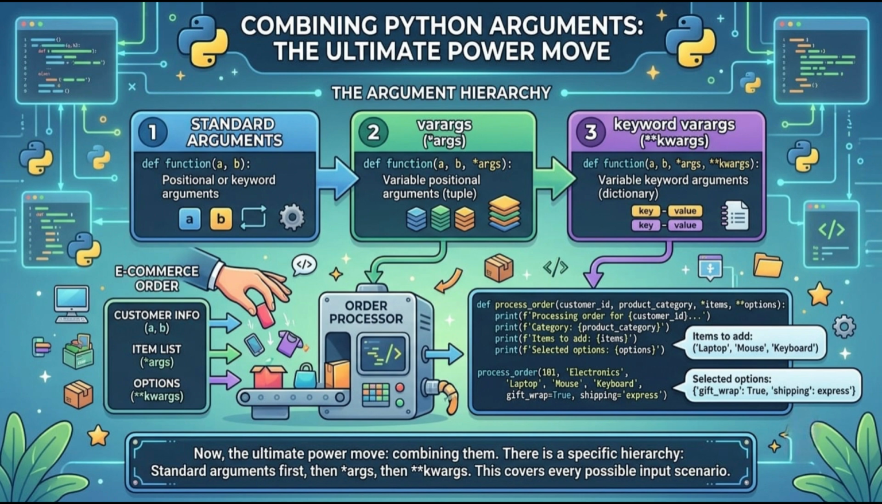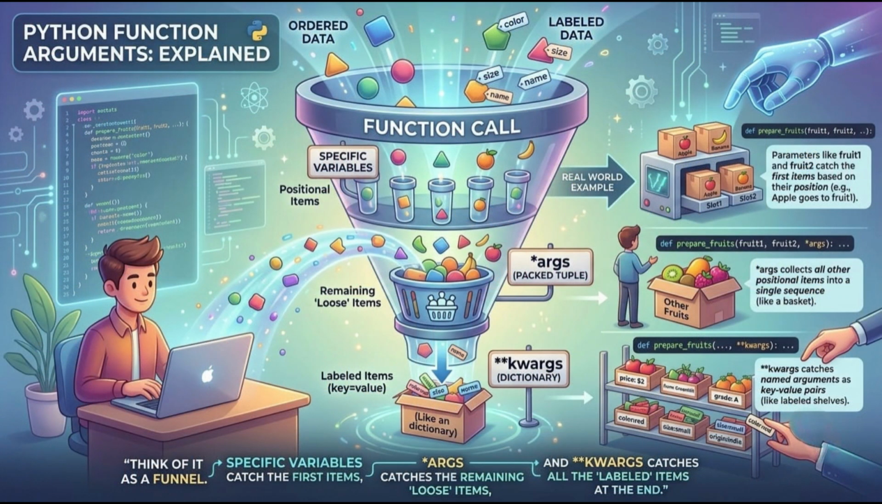Now, the ultimate power move, combining them. There is a specific hierarchy: standard arguments first, then *args, then **kwargs. This covers every possible input scenario. Think of it as a funnel. Specific variables catch the first items, *args catches the remaining loose items, and **kwargs catches all the labeled items at the end.